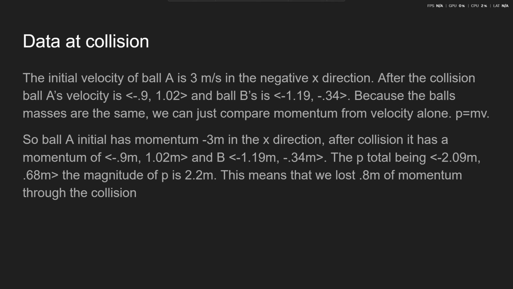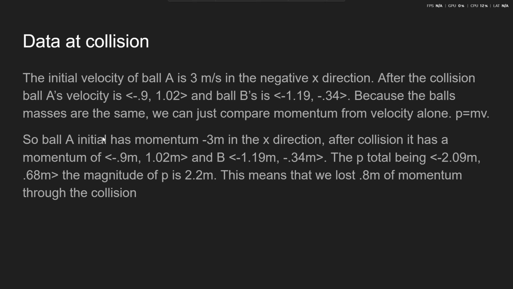So ball A started off at 3 meters a second in the negative x direction, and since both of the balls have the same mass, you can put it as a placeholder so you don't have to calculate it. We also didn't know what the mass of the ball is. Ball A's velocity was negative 0.9 in the x direction and 1.02 in the y direction, that's meters per second. Ball B was negative 1.19 in the x and negative 0.34 in the y.